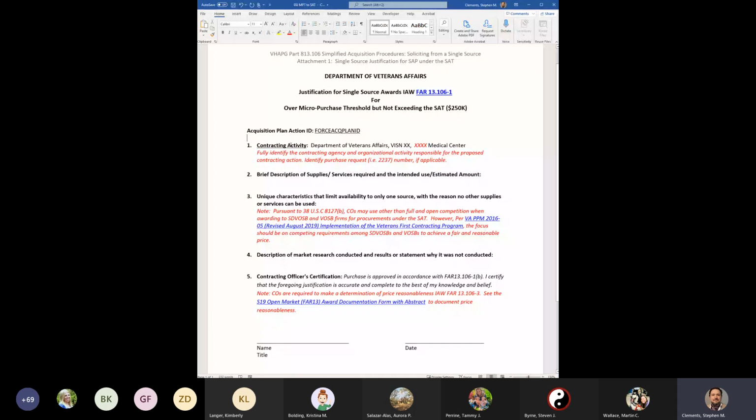Now here, contracting activity. Who's buying it and who are they buying it for? So you see it's got pre-populated Department of Veterans Affairs. Okay, well that's going to stay the same because we're in the VA. What VISN are you in? So if you're in a VISN or a facility, you populate this. Which medical center, if you're at a medical center, it's giving you a prompt to think of that. And it says to fully identify the contracting agency and organizational activity responsible for the proposed contracting action. And if you have a 2237 number, include that.